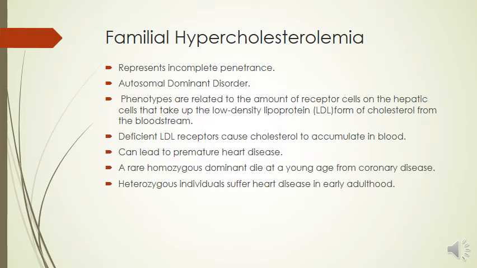Familial hypercholesterolemia represents an autosomal dominant disorder that has incomplete penetrance. The phenotypes are related to the amount of receptors on the liver cells, the hepatic cells, that take up the low-density lipoprotein, LDL, form of cholesterol from the bloodstream. Deficient LDL receptors cause cholesterol to accumulate in the blood. This can lead to premature heart disease. A rare homozygous dominant individual would die at a young age from coronary disease. Heterozygous individuals suffer heart disease in early adulthood.